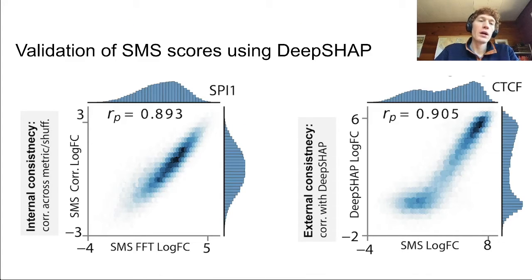We validated SMS also more systematically on 10,000 SPI1 sites, comparing the SMS score to a different formulation of the SMS score with an independent sequence shuffle, getting very good rank correlation. And then for 10,000 CTCF sites, we compare the SMS score against the DeepSHAP score, and again get very good consistency.